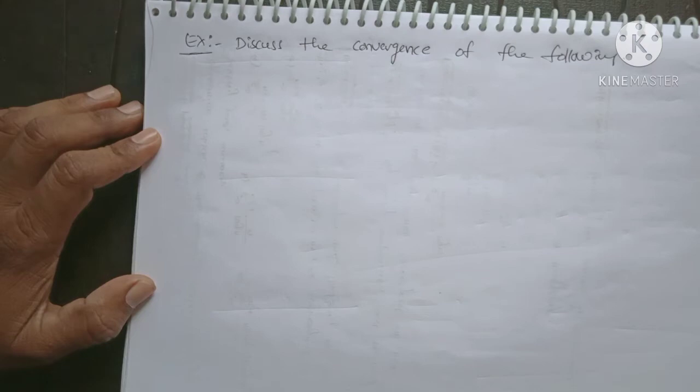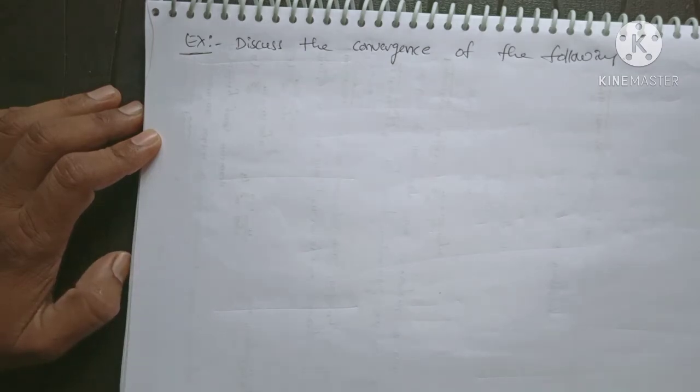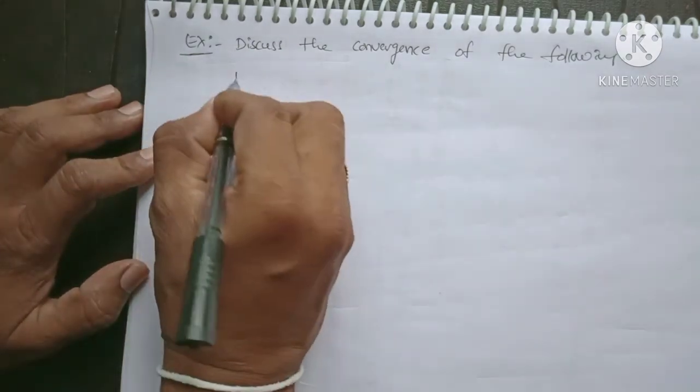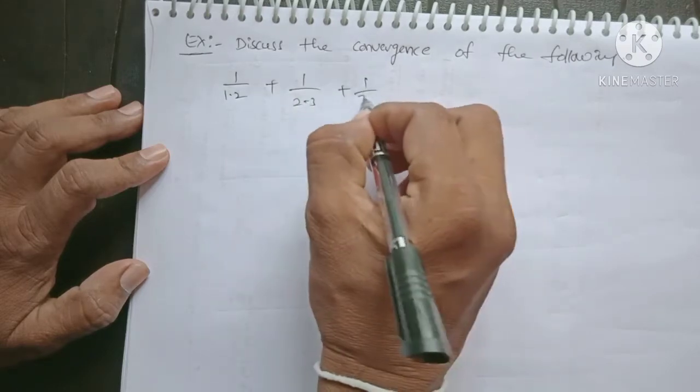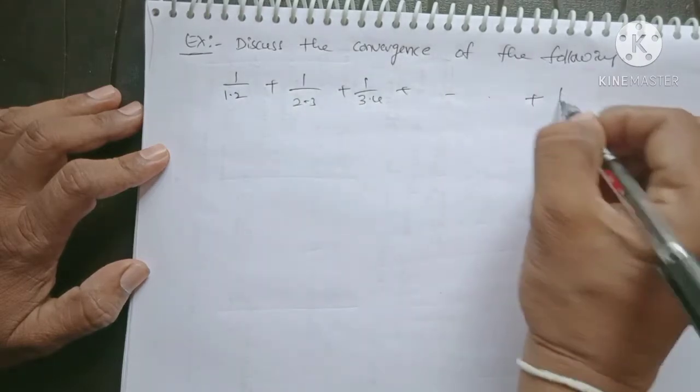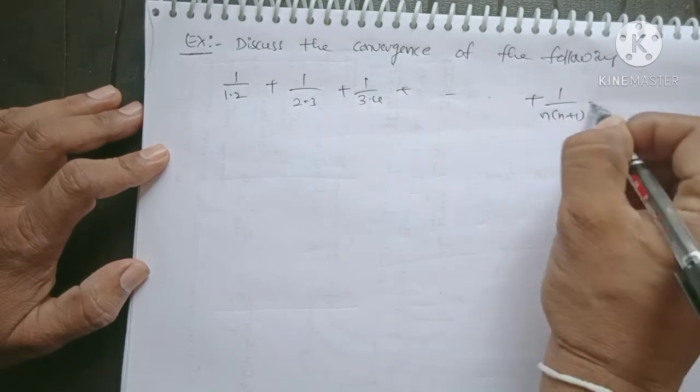If the limit of a sequence is finite, then we say that the sequence is convergent. And we also used many applications and theorems for proving convergence or divergence of a sequence. In the same manner, here also we are going to prove whether the series is convergent or divergent. So first I am taking my series: 1 by 1 into 2, plus 1 by 2 into 3, plus 1 by 3 into 4, plus and so on, 1 by n into (n plus 1), plus etc.